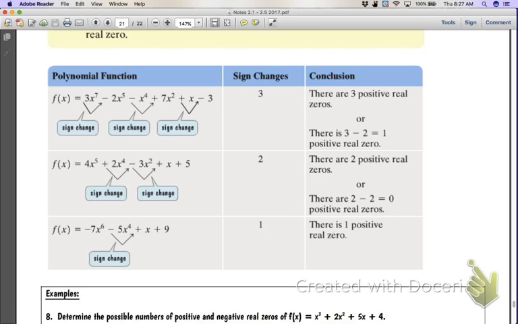So it changes twice, so there are going to be 2 positive real zeros. Okay? There's only 1 sign change, so there's just going to be 1 positive real zero. Okay? It only is going to go to the one that is basically adjacent to it, so it's going to be the next sign. Okay?